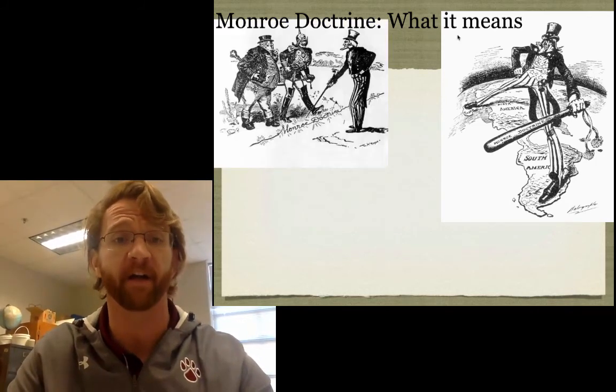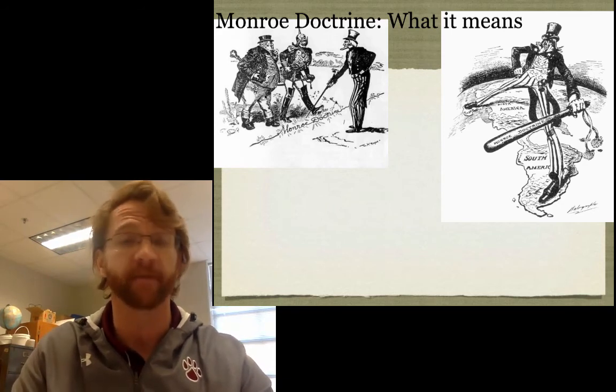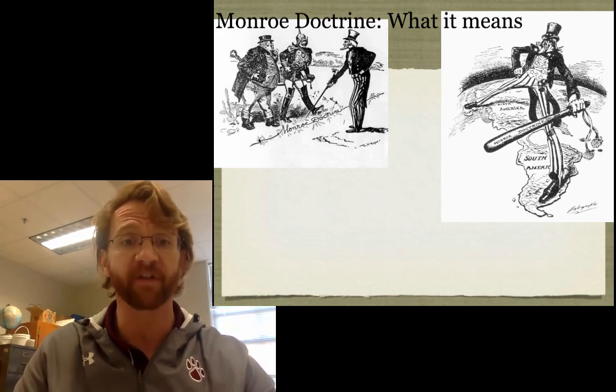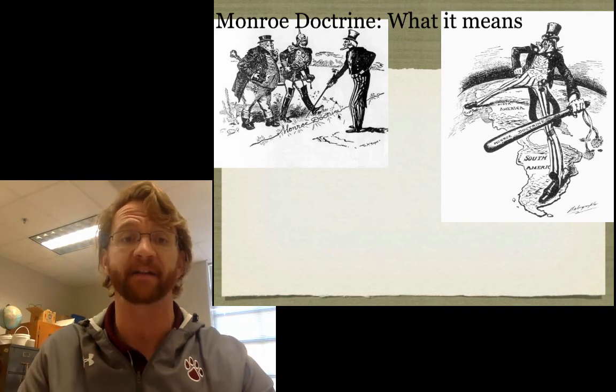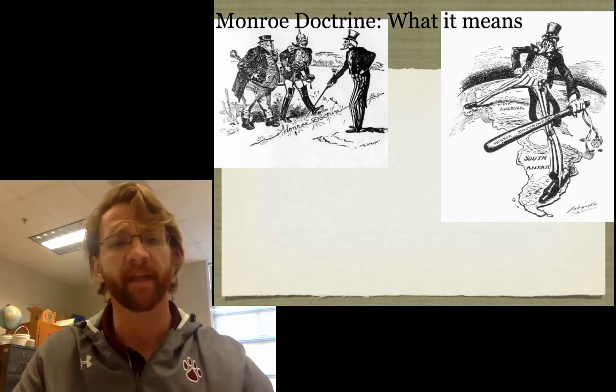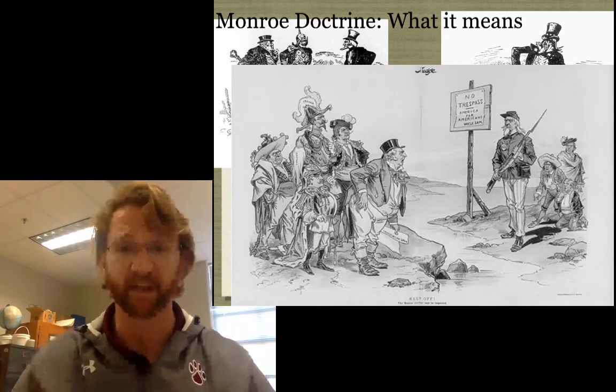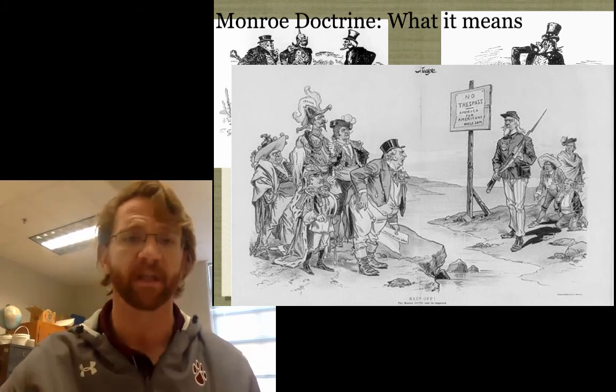Here we have another Uncle Sam symbol. We'll talk about what these two guys represent tomorrow in class. But you see that Uncle Sam is drawing a line in the sand. Think about what that means and what that symbol is. That line in the sand is the Monroe Doctrine. And last but not least is kind of my favorite. I like this one. Keep off.